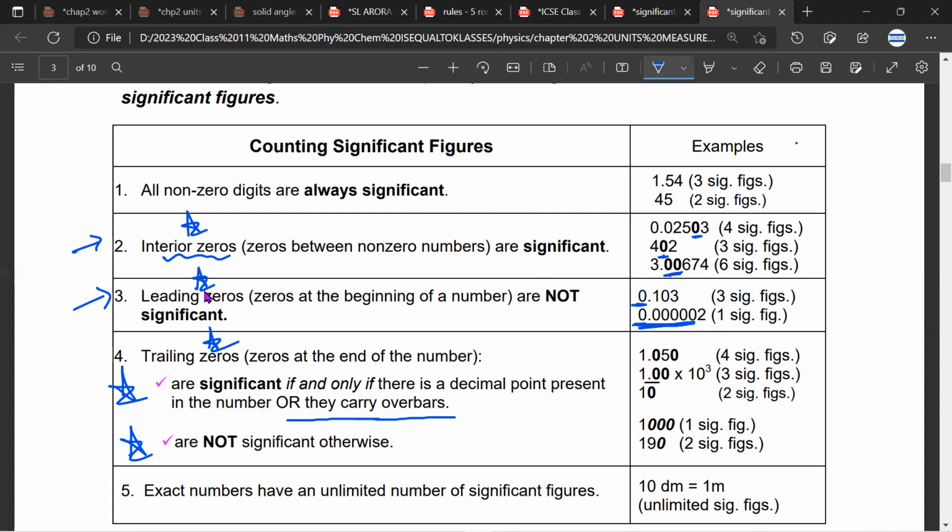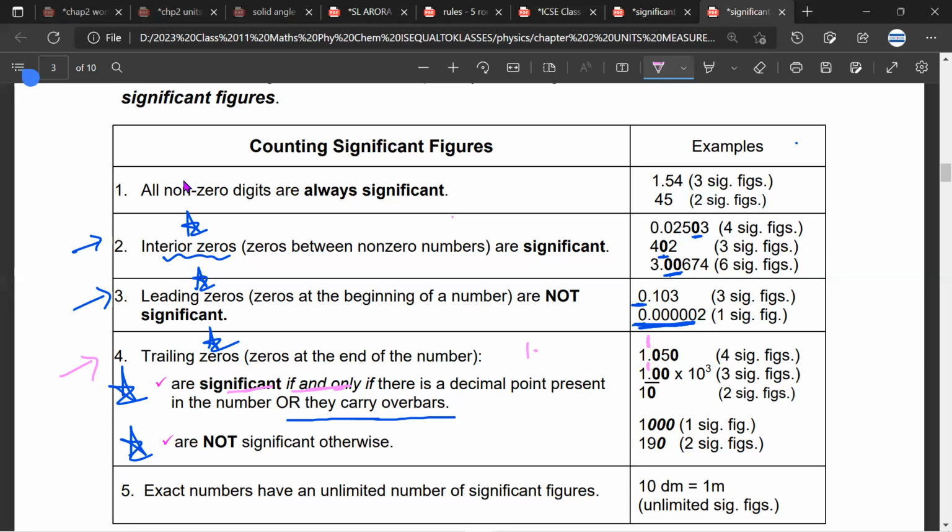Now the tricky part, frankly, this is where most of the students get stuck. The tricky part is the trailing zeros. How we understand trailing zeros is that these trailing zeros are significant if and only if there is a decimal point. So there should be a decimal point like this.